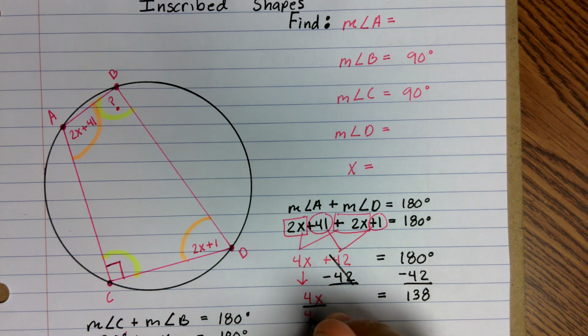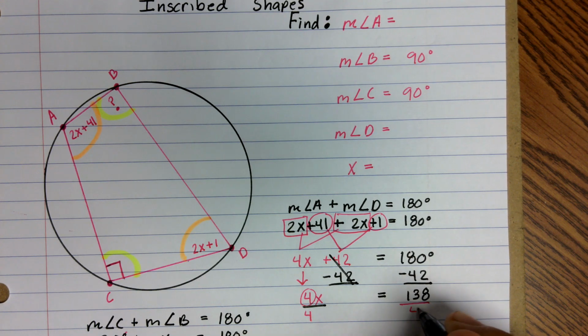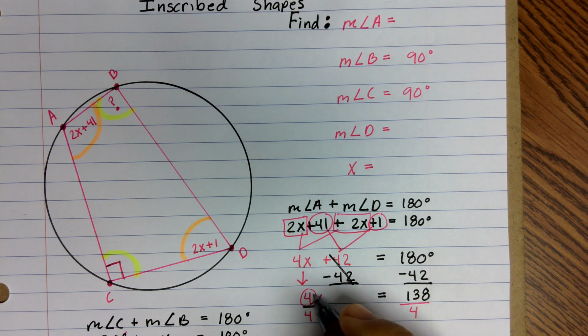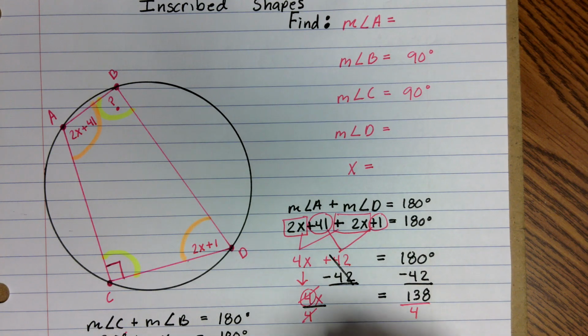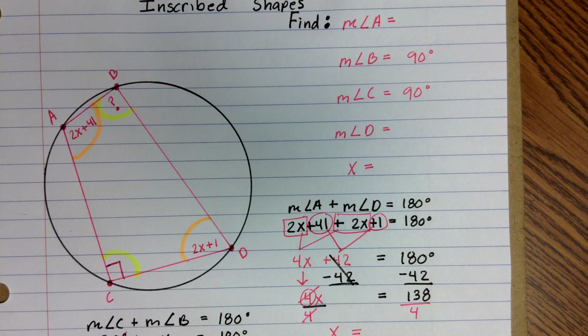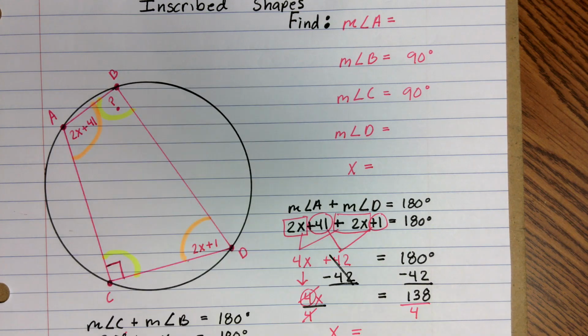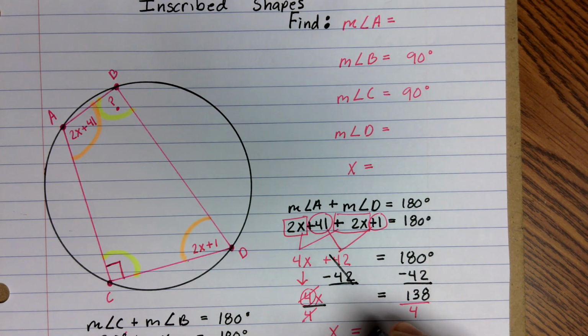So I'm going to go ahead and divide out that coefficient of 4 from my x. If I divide on the left side of the equation, I have to divide on the right. 4 going into 4 one time, leaving me with just 1x. And 138 divided by 4, I'm going to put that in the calculator. 138 divided by 4 gives me 34.5. So this over here becomes 34.5.